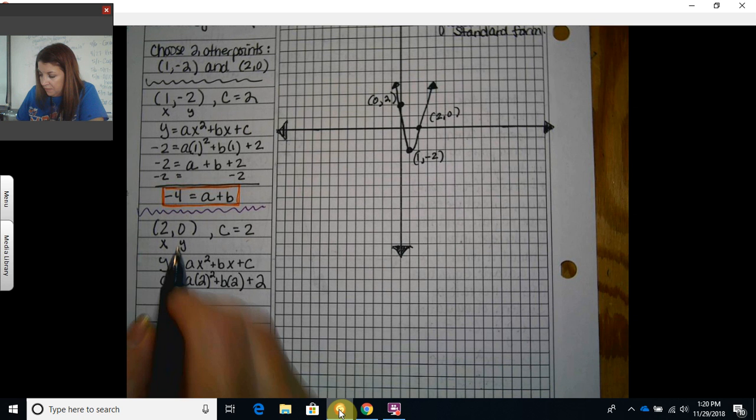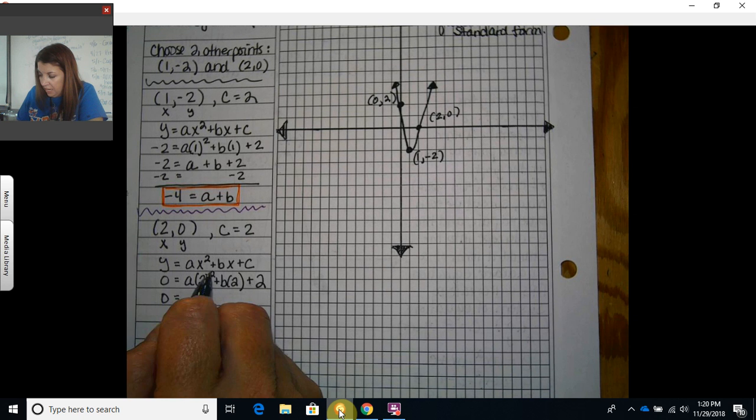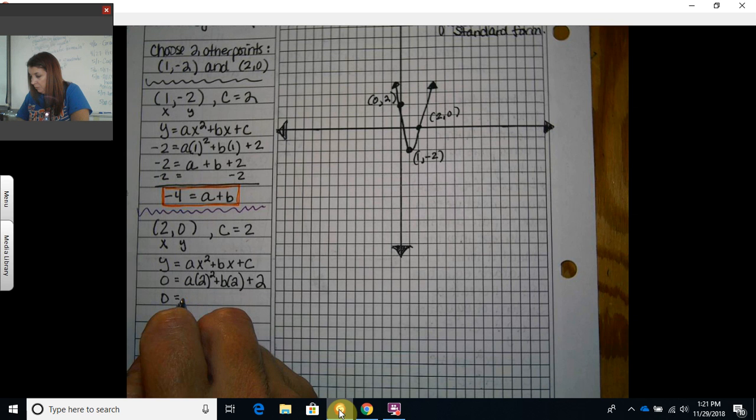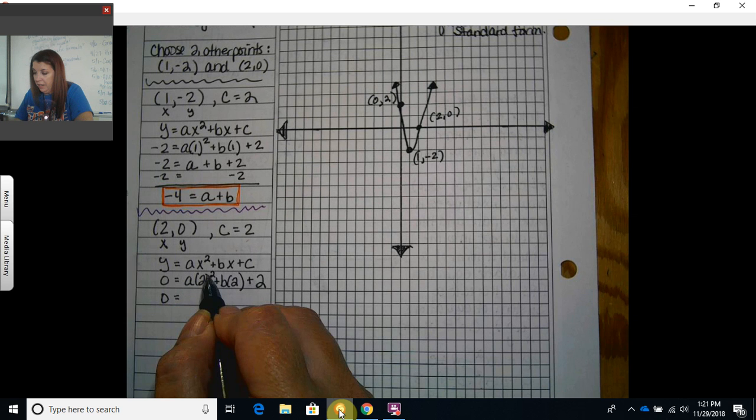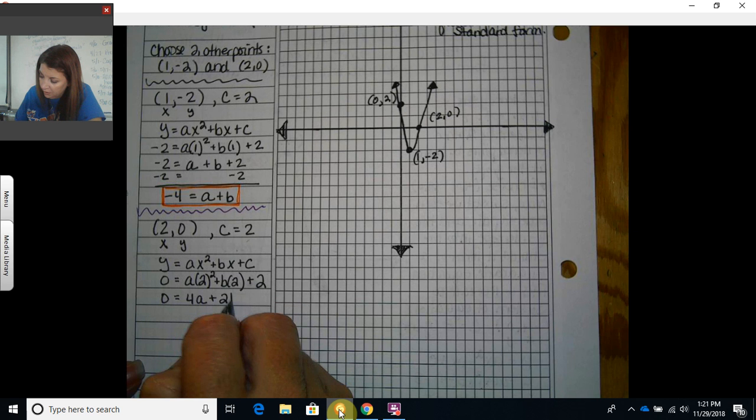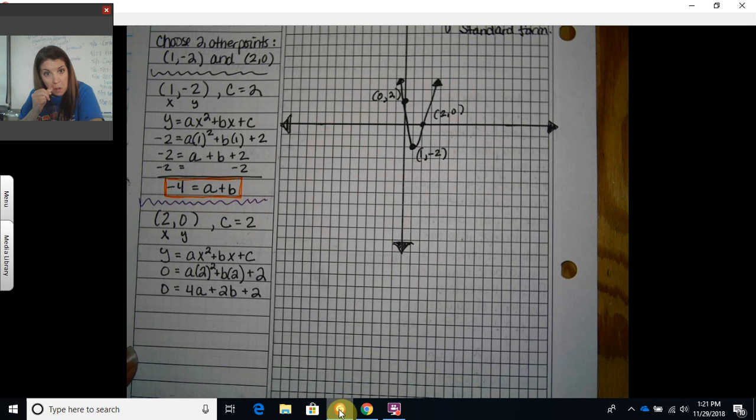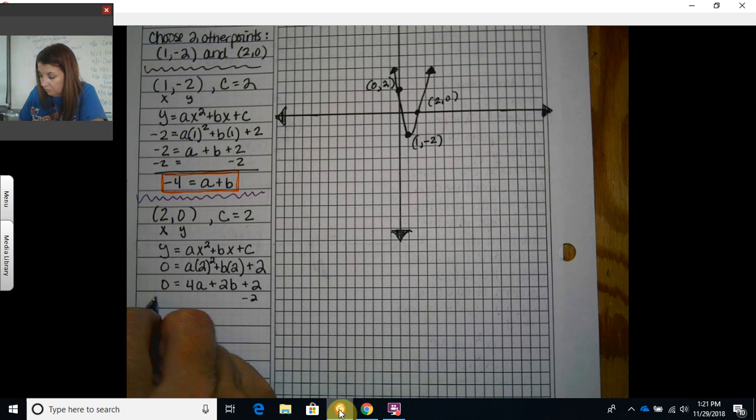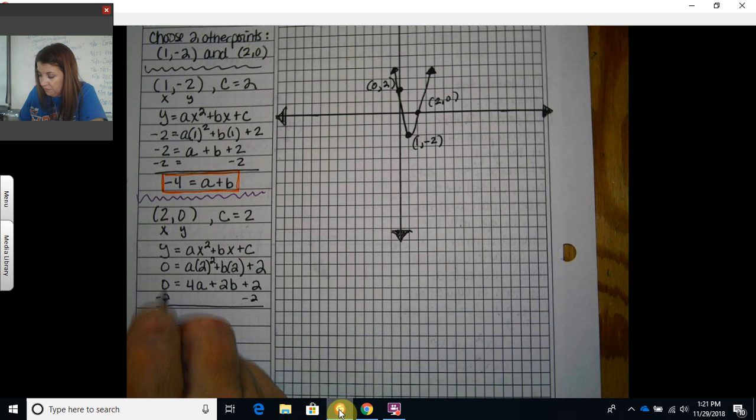So that gives me 0 equals 2 squared times a is what? Close. Do 2 squared first. 4a. Plus 2b. To be or not to be? That is the question. And then I'll move that constant over. So that's negative 2 equals 4a plus 2b. So I created another equation.